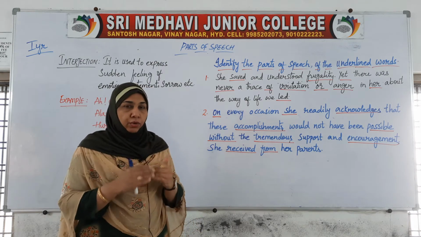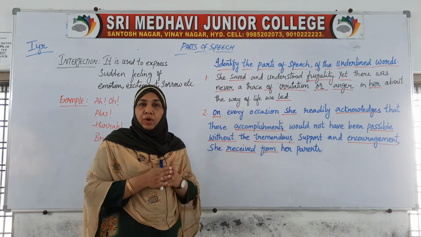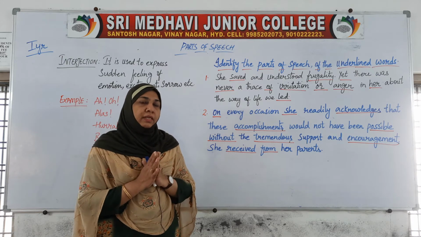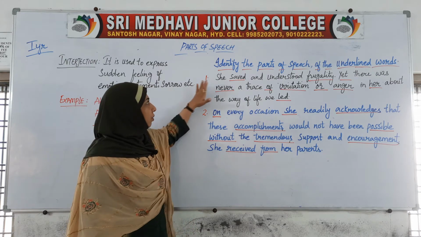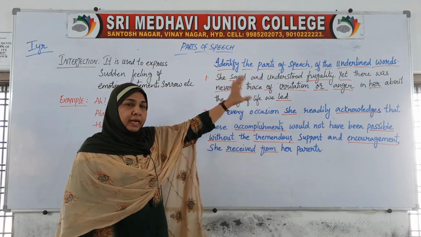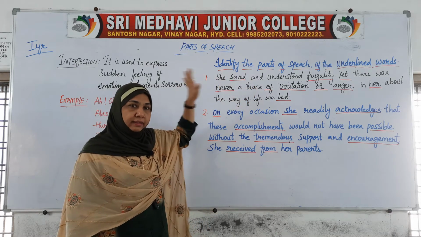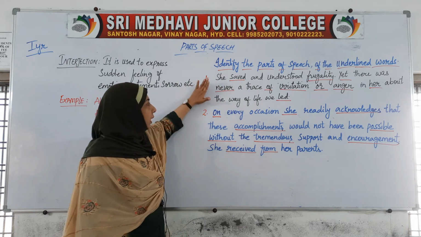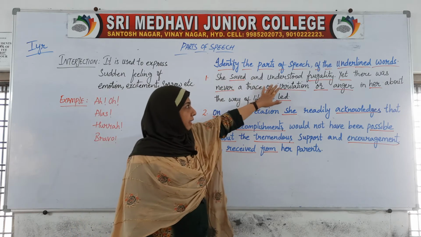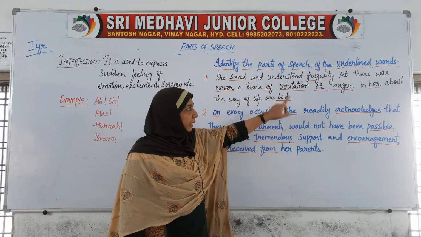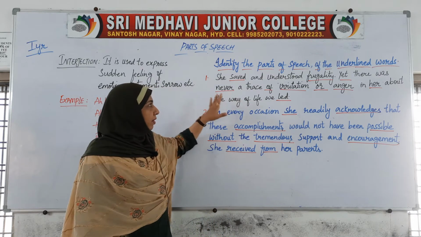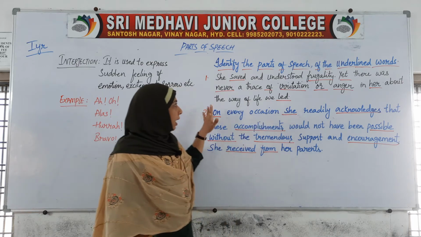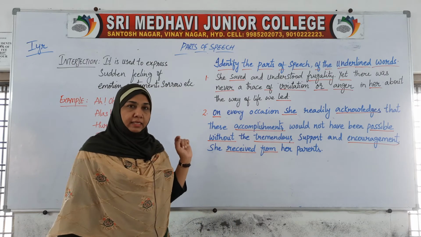First you have to try on your own from the textbook. Whatever you have written, then check it from the study material. Don't jump to the study material immediately. Okay, now here some words are underlined. First we will read, try to understand, then we'll find out which part of speech this particular word belongs to. She saved and understood frugality, yet there was never a trace of irritation or anger in her about the way of life we led.